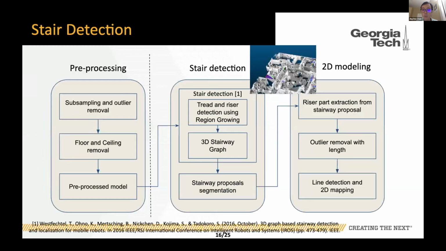So next, I'll talk about how we detect stairs. This method is adapted from a prior method by Westfechtel et al. Here the stair detection is based on a tread and riser detection step using region growing, building a 3D stairway graph, and finally generating proposals for stairway points. These stairs can also be modeled in 2D by extracting the risers, performing outlier removal, and then detecting the lines.